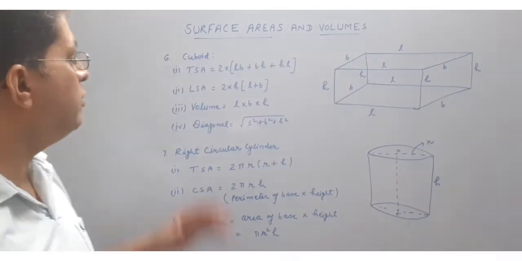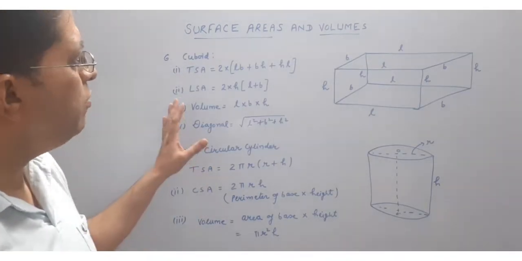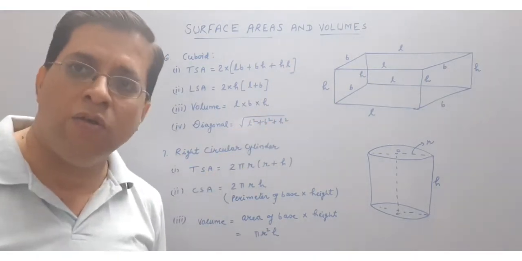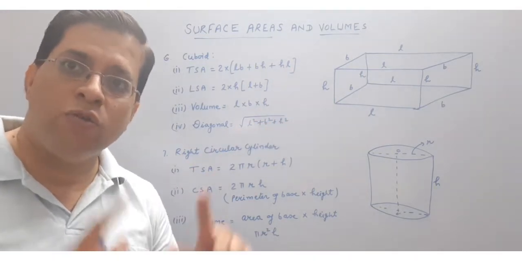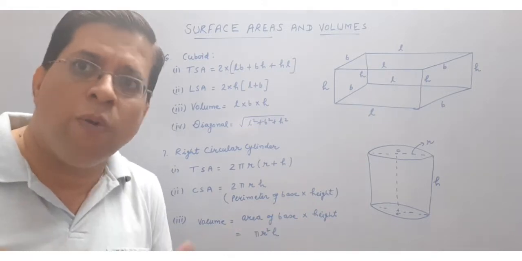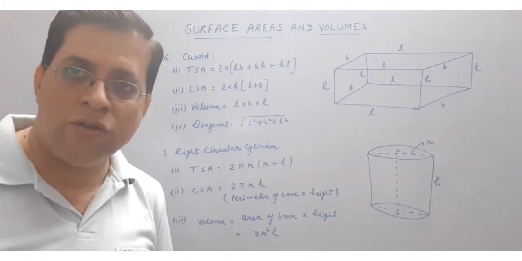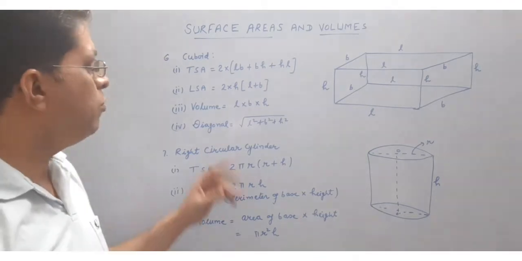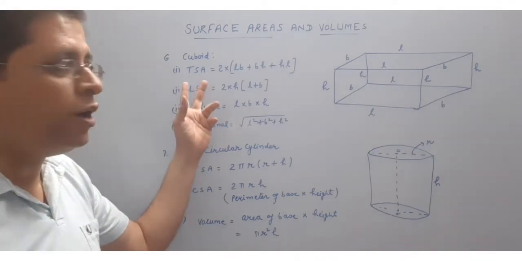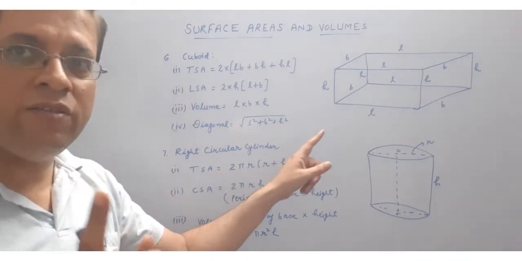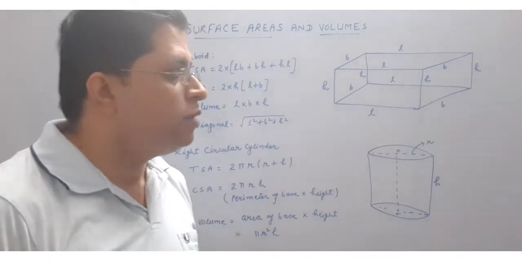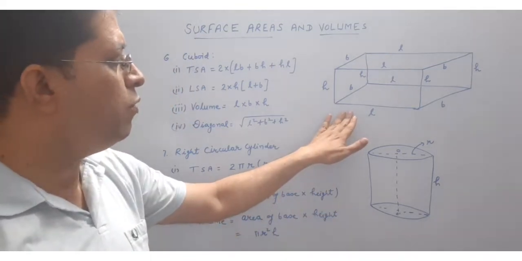Now the next point is cuboid. What do you mean by cuboid? This is just like a register, your book, or a toothpaste box. These are the shapes of a cuboid. A cuboid has three different sides: length, breadth and height. This is the shape of a cuboid.